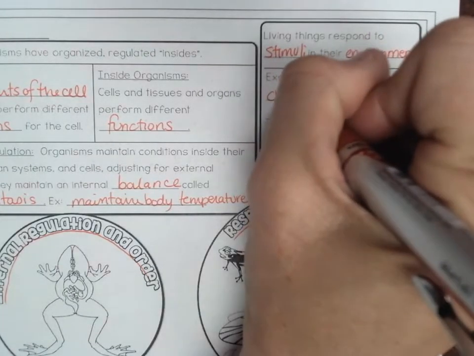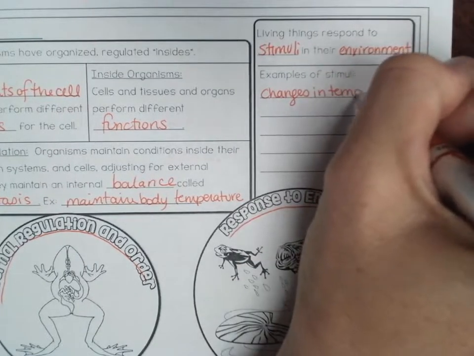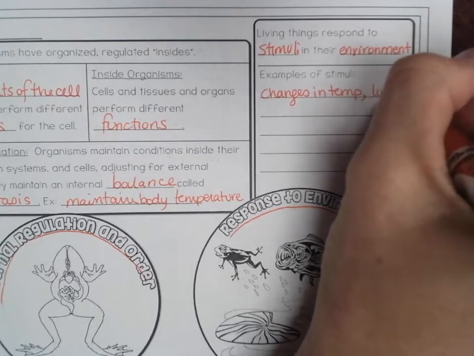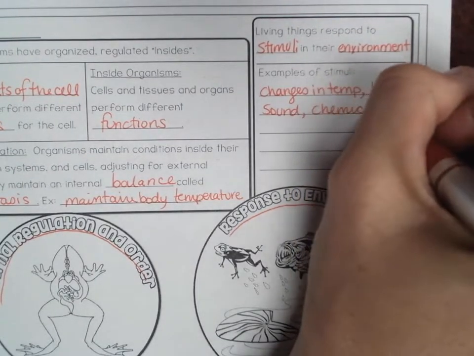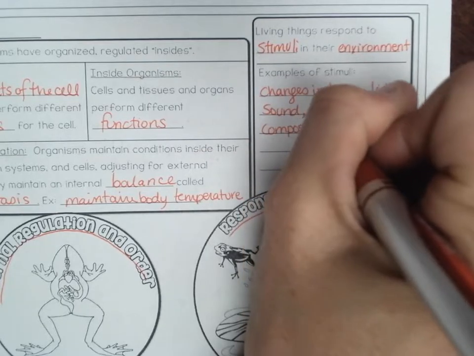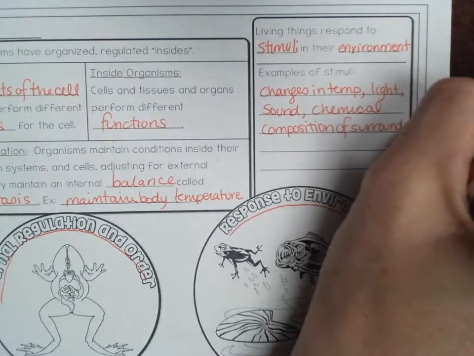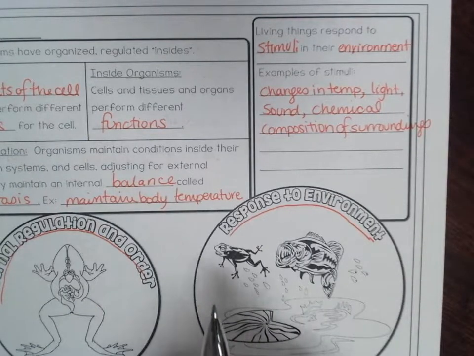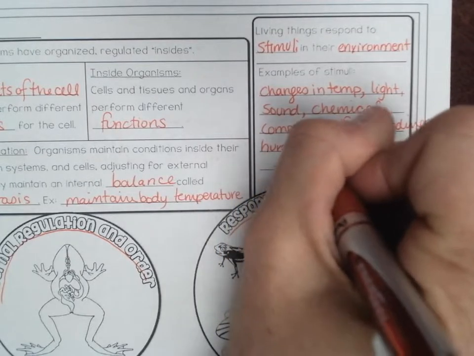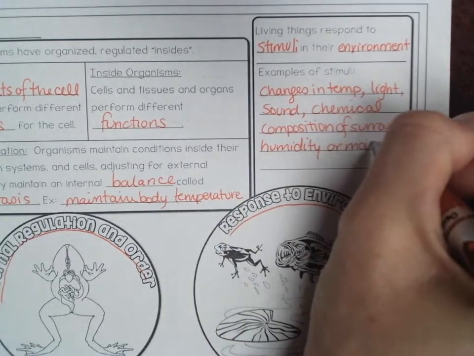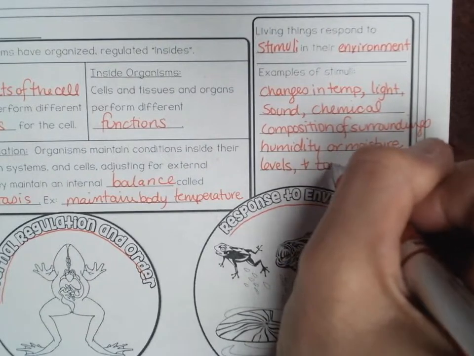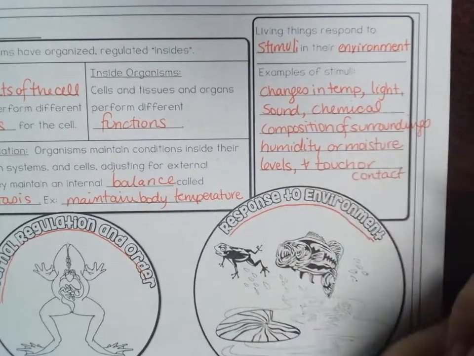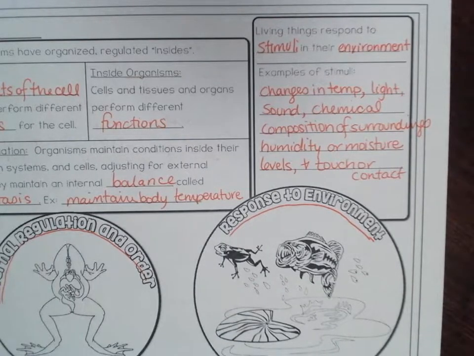So examples of this are changes in temperature, light, sound, chemical composition of the surroundings, and humidity or moisture levels, and even touch or contact. There are some plants that respond to touch. If you touch them, their leaves will retract. So that's responding to stimuli.